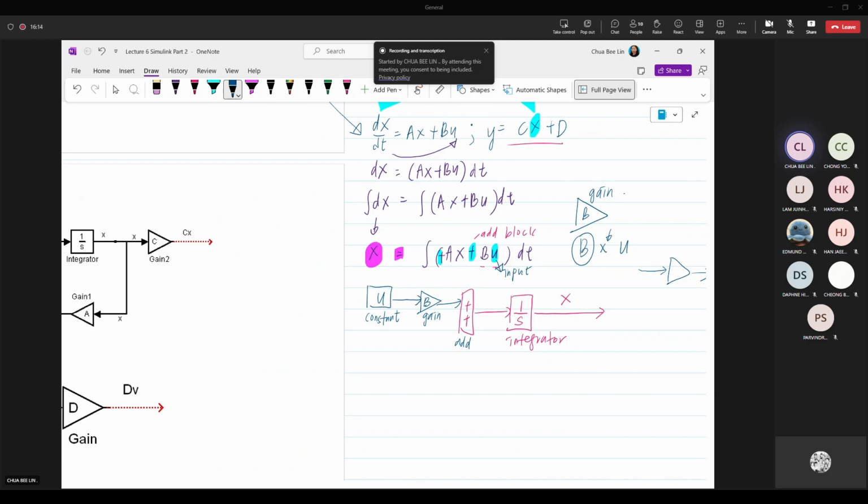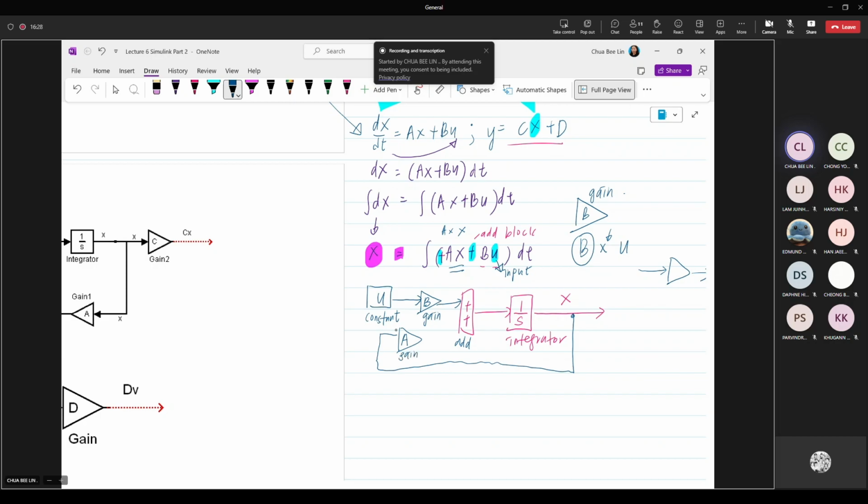So you have ax here, which means a multiplied with x. And you have this whole line x going back. Then you multiply with the a, which means the a must be a gain block. Then it goes into here. So this is your ax. This whole line is ax.